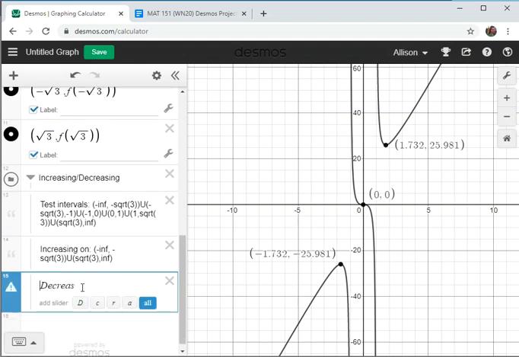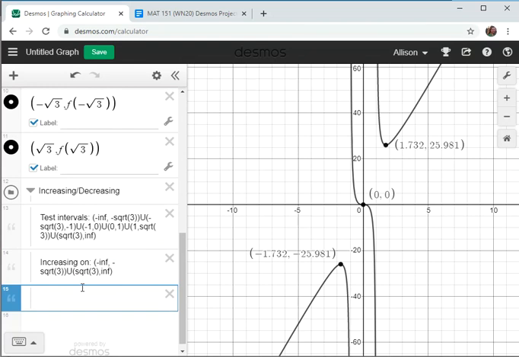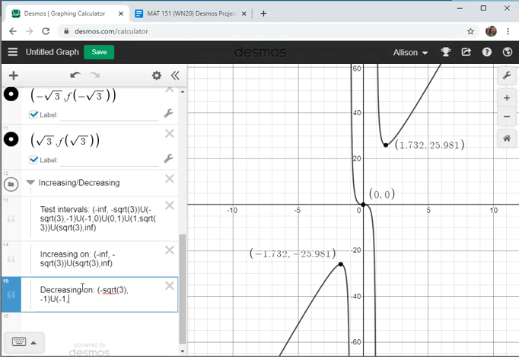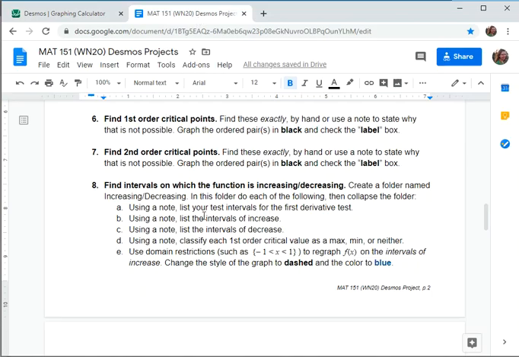So I forgot the note. See how it doesn't like me? There we go. I'm going to take that back off. Note. And then we go. Decreasing on negative square root of 3, comma, -1, union with -1 to 1, unioned with the square root of 3 to infinity. All right, so not super pretty yet, but we've got some of our conclusions from paper typed in here the best I could. Okay, so I've got those.